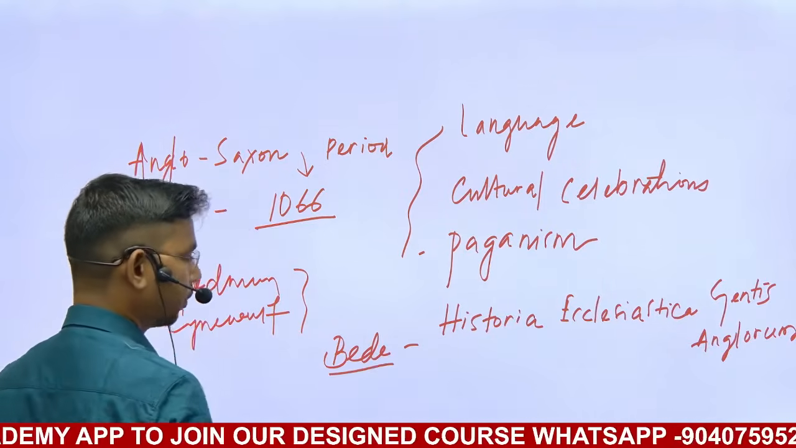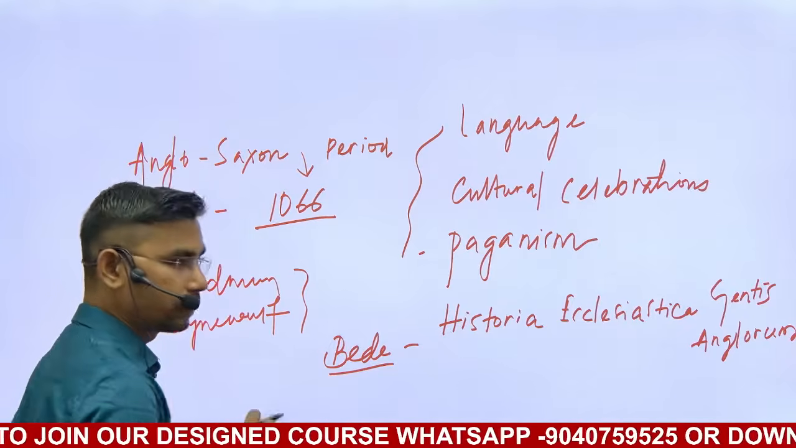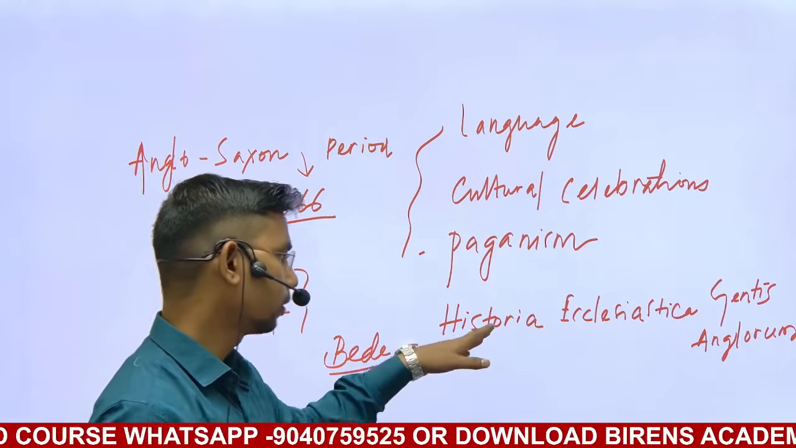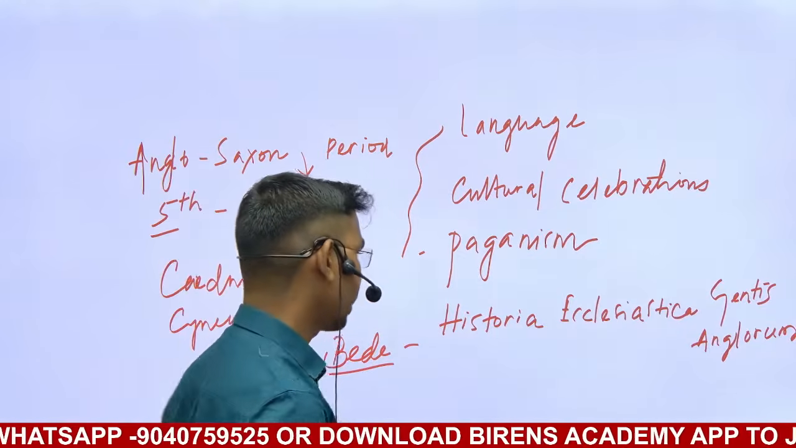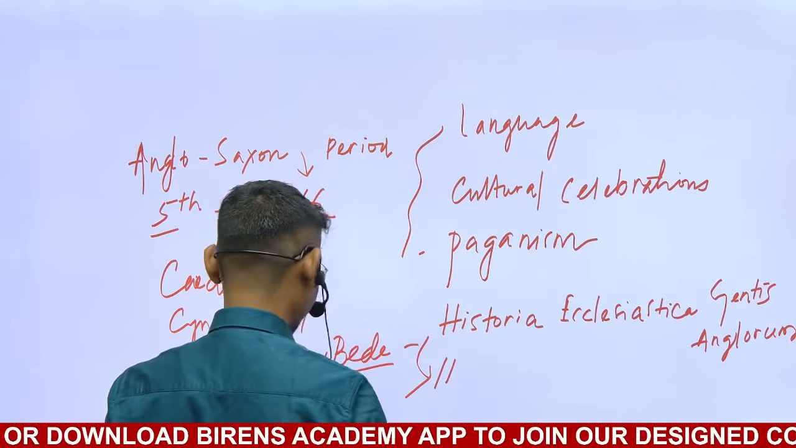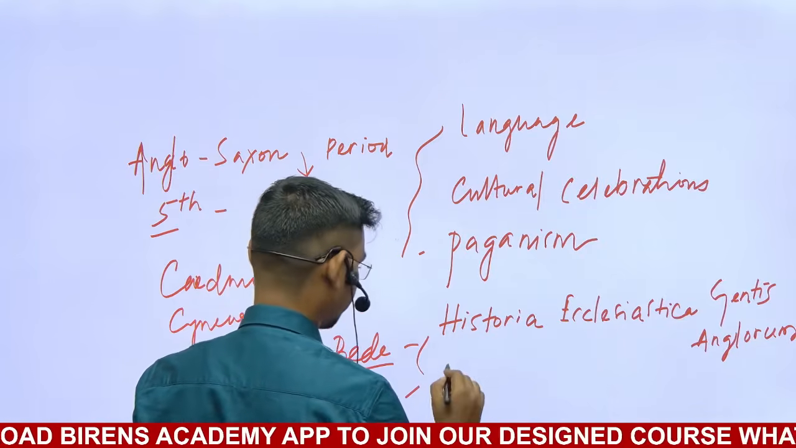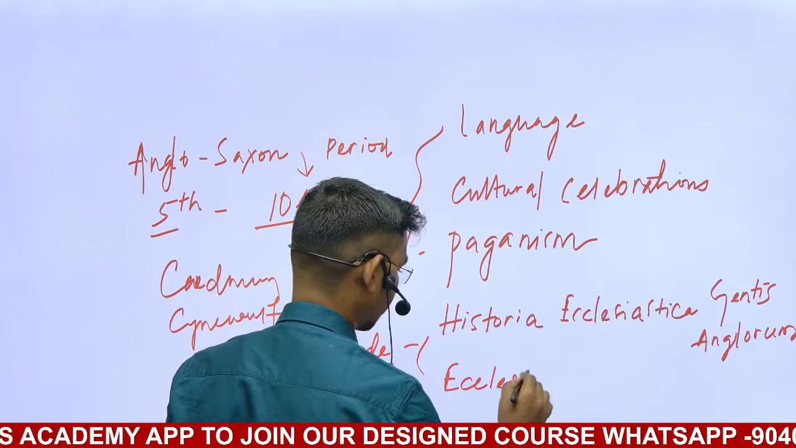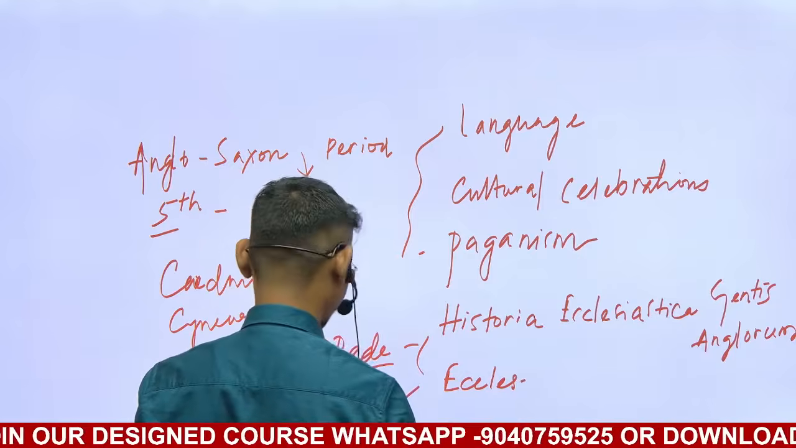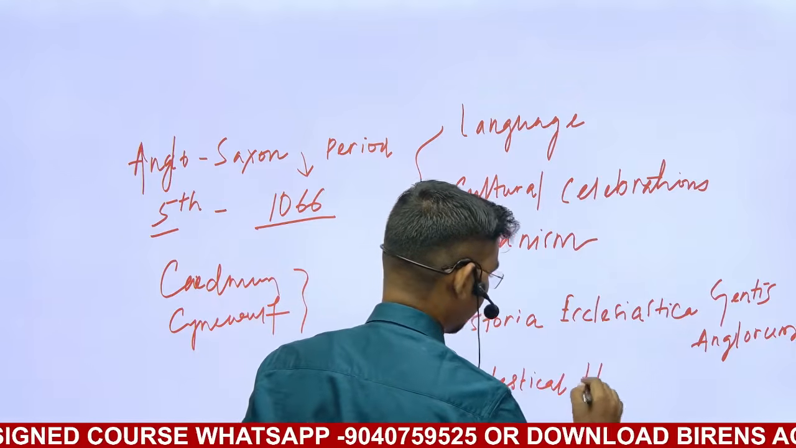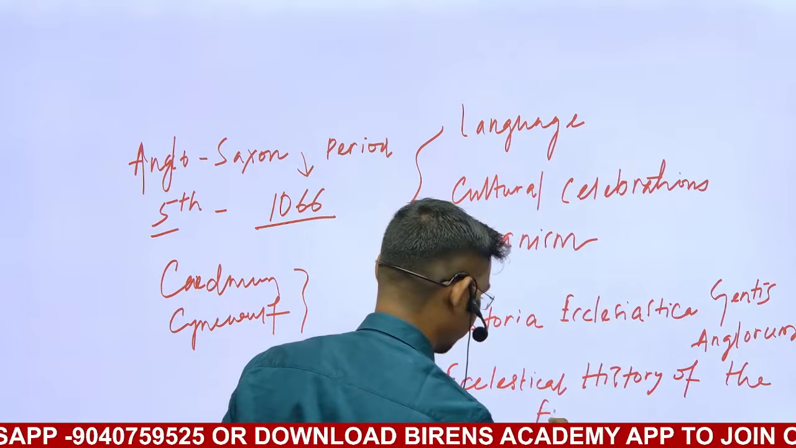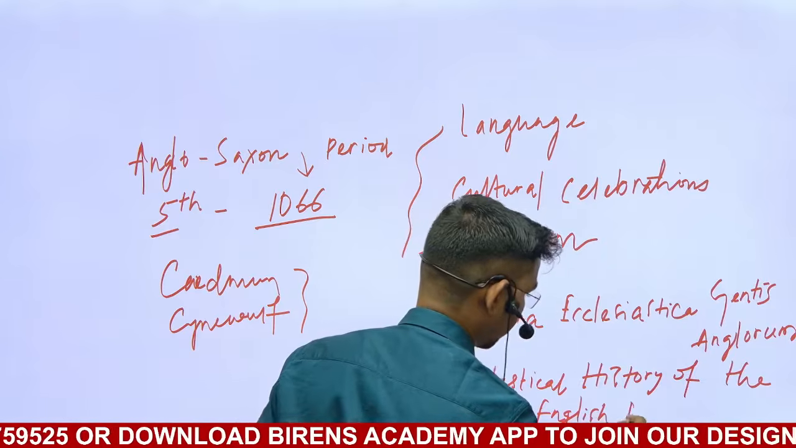Bede wrote this work, and Bede is known as the first historian in England or in the English language. So what is this work? Historia Ecclesiastica Gentis Anglorum. If we translate it into English, it would be the Ecclesiastical History of the English People.